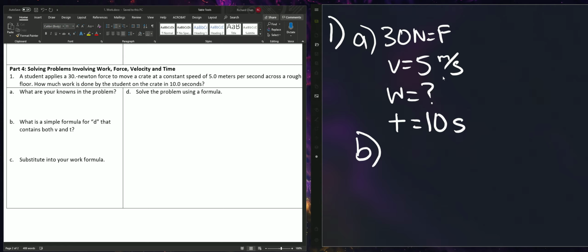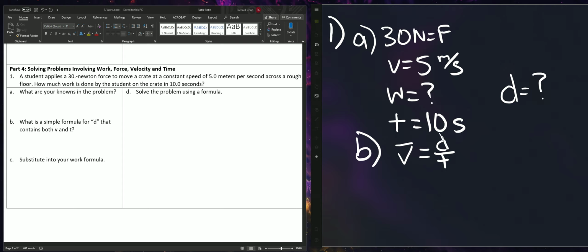Again, here we don't know what our force is. Actually, we do know our force. Here we don't know what our distance is. Turns out we have a formula that involves it. We know that on your reference table, V bar is D over T.